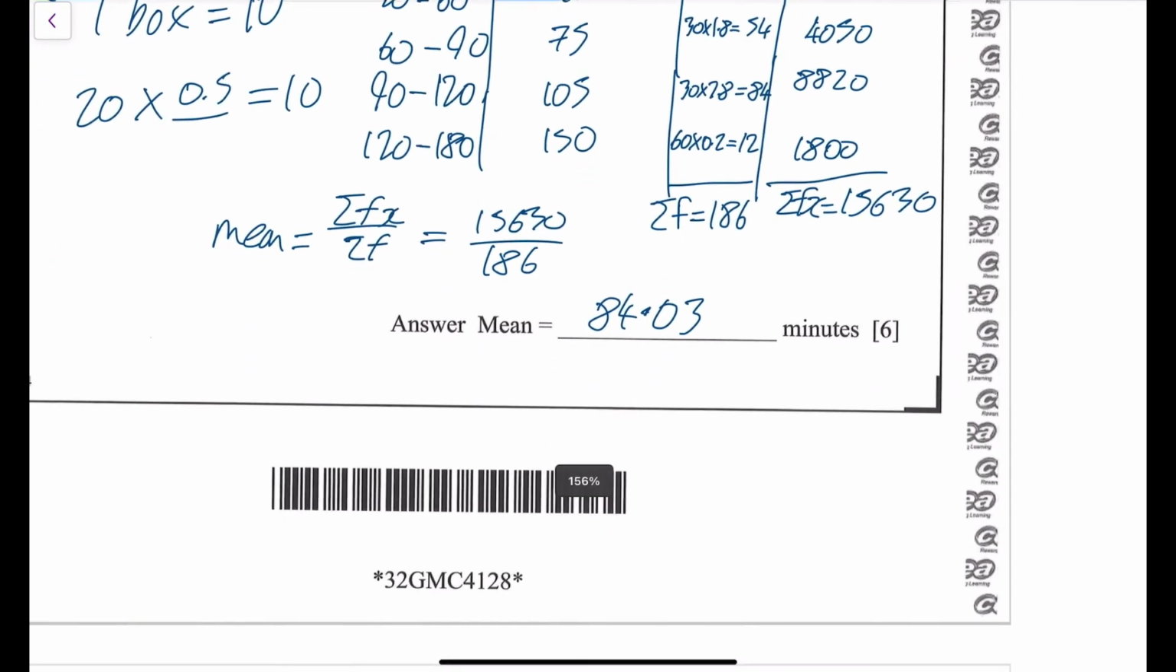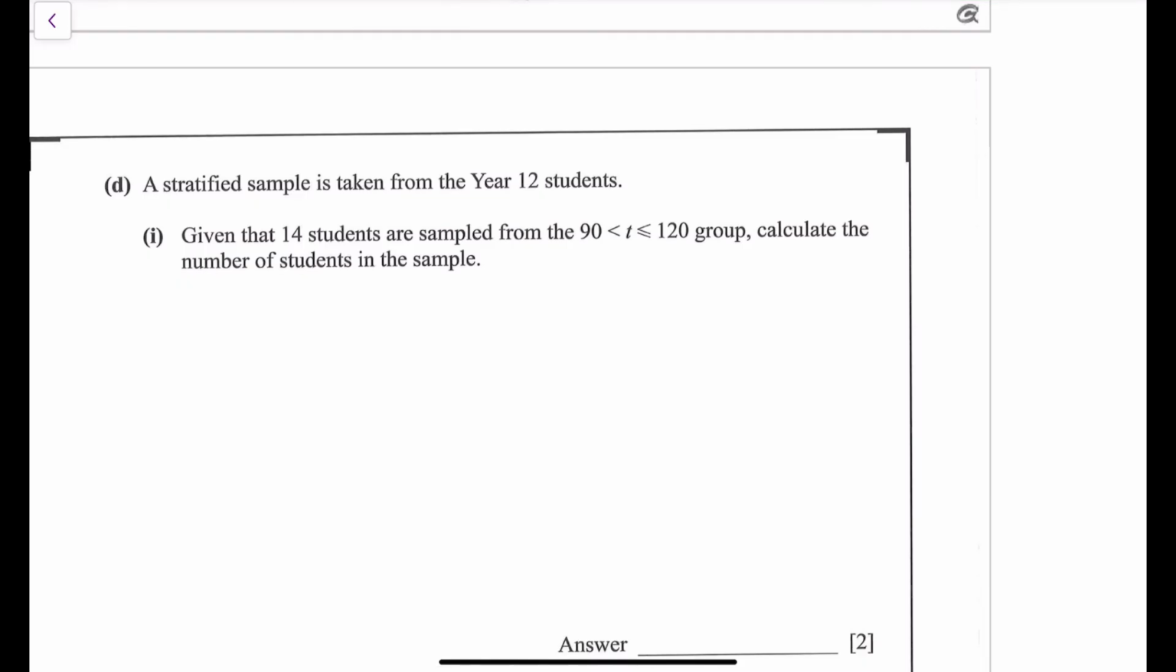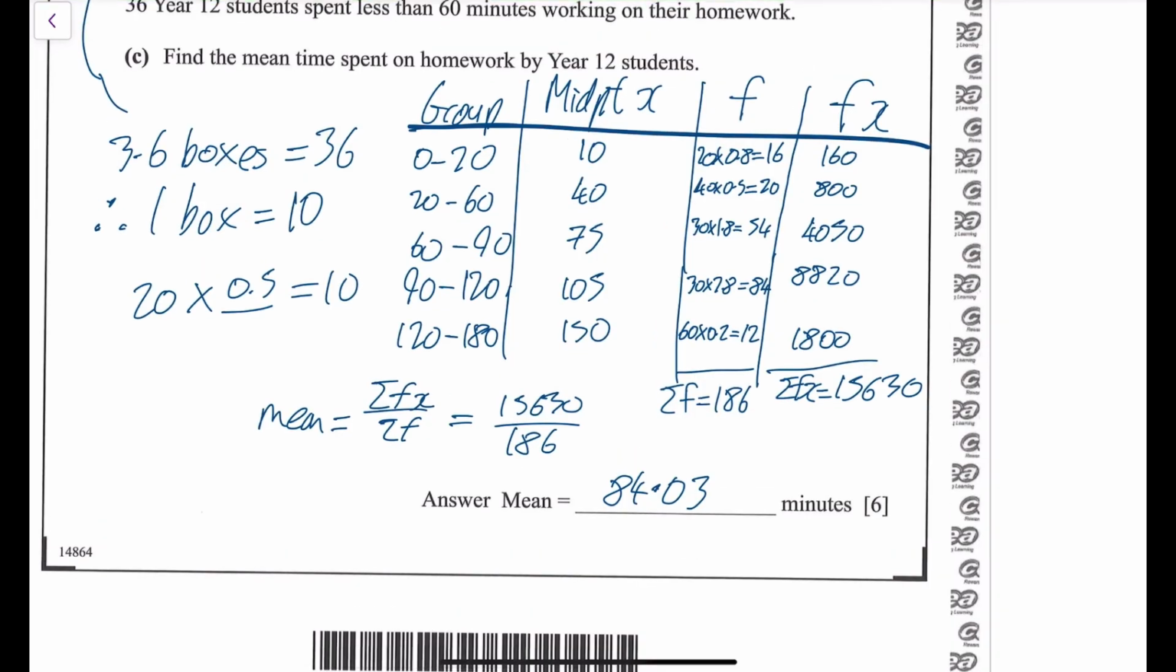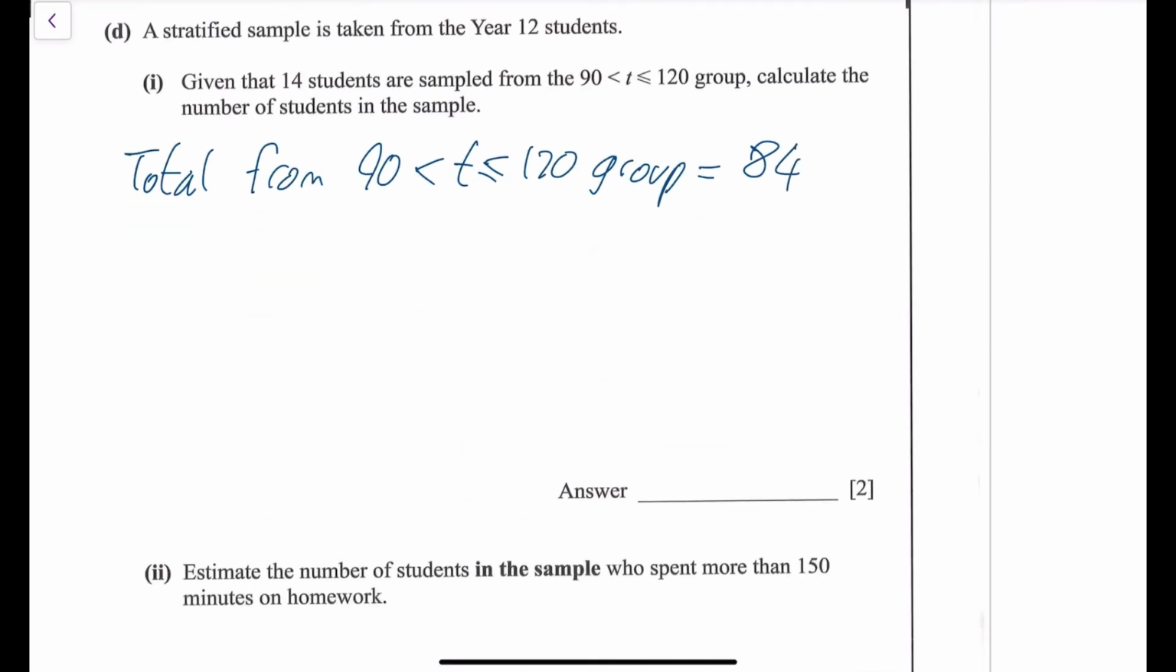Right, okay. The next bit is a stratified sample. It says a stratified sample is taken from the year 12 students. Given that 14 students are sampled from the 90 to 120 group, calculate the number of students in the sample. Okay, right. The total from the 90 to 120 group was what? So from 90 to 120, the total was 84. So that's where we've got that from.